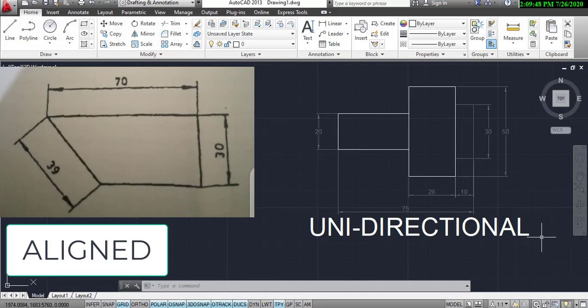This is in contrast to the aligned method, where the dimension text can be read from the bottom or from the right side of the drawing. Also, as you can see here in the aligned method, the dimension line is not broken, but dimensions are placed above the dimension line. Now, coming back to the unidirectional method, you can see that we only break vertical dimension lines. As for the horizontal dimension lines, we only place the dimension text above the dimension line.